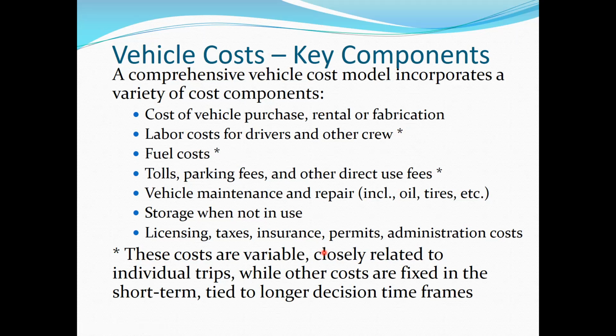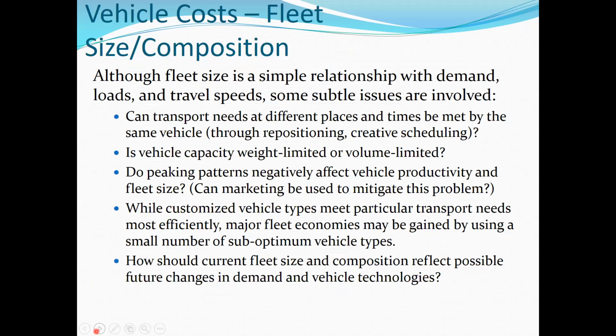Does that make sense? That the costs marked with an asterisk are the variable costs. The other ones are non-variable costs, or sort of fixed costs. Okay? And they're fixed in the short term, tied to longer decision time. Questions? Okay.